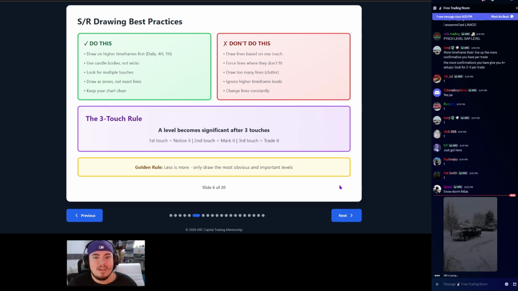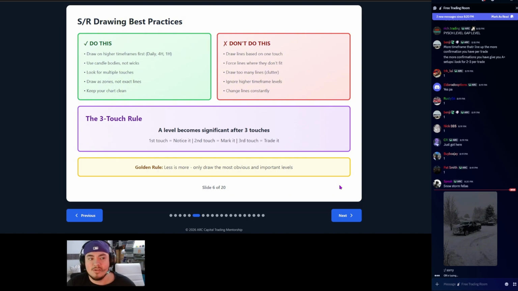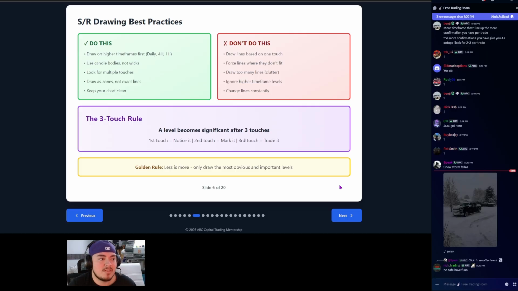So this is what you guys can use as a determination whether it is a level of support or a level of resistance and how to do it proficiently. This is what you're going to do for your best practices. Draw on the higher time frames first. So you're going to be looking at the daily, 1 hour time frame. You're going to use candle bodies, not wicks. You're going to look for multiple touches, whether that's 2, 3, 4, 5 touches.